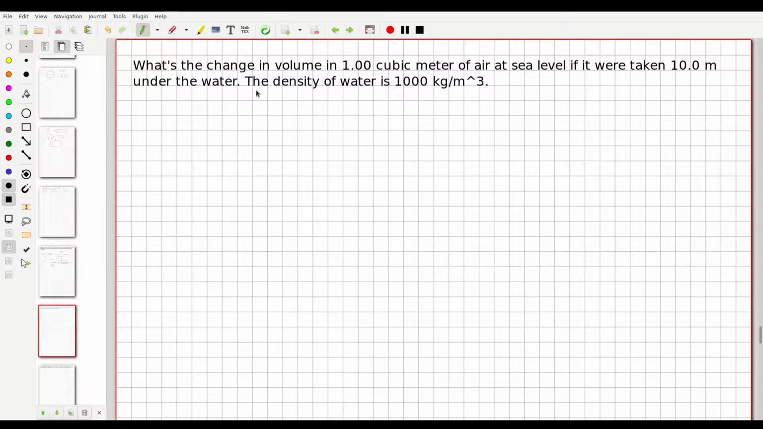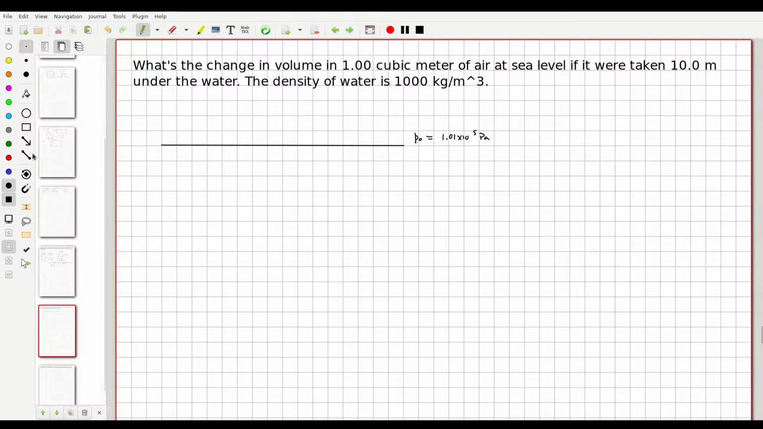So in this case right here, what you're going to do is take 1 cubic meter of air at sea level, and we're going to take it about 10 meters under the water. Now, the density of water is 1,000 kilograms per cubic meter. And so what's going to happen here is, if you think of this as being the surface of the water right here, at sea level, our pressure initially is going to be strictly due to the air that's sitting above us, which is 1.01 times 10 to the fifth pascals.